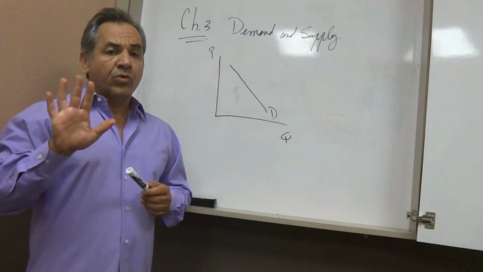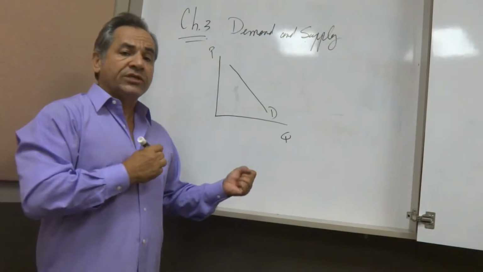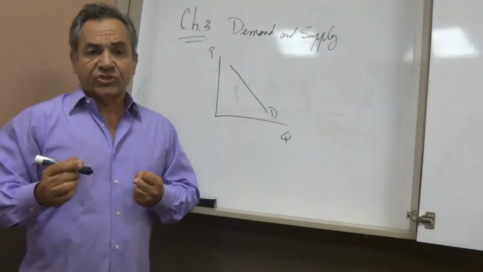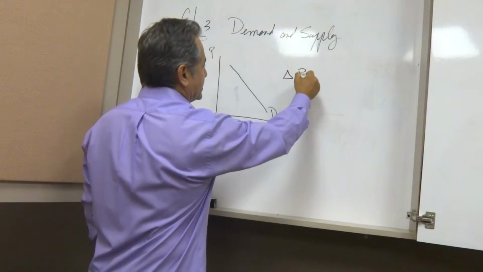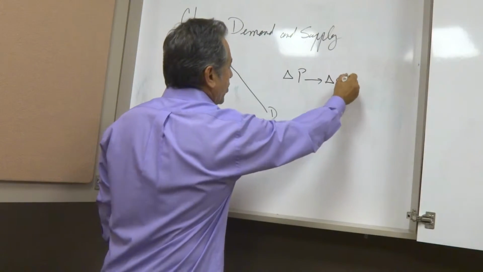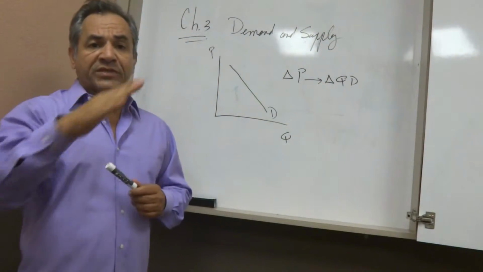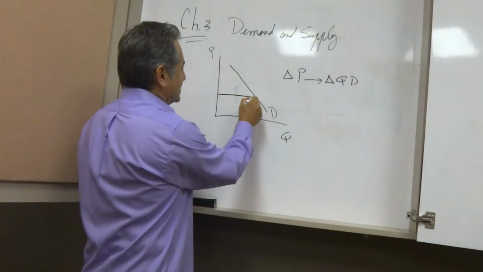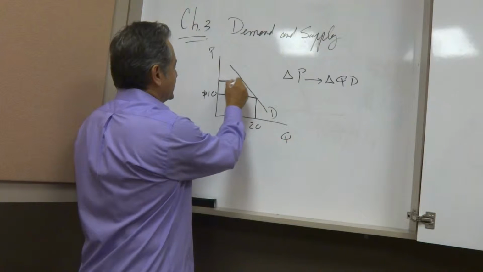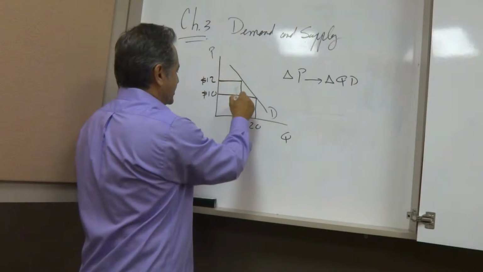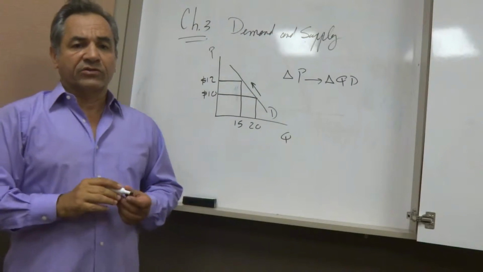Now, one thing which is important and you need to pay attention to is the difference between change in quantity demanded versus change in demand. If you have a change in price, that will cause change in quantity demanded. And we're going to show this by a movement along the curve. Let's say price is $10 and quantity is 20. If price increases to $12, quantity demanded will drop to 15. And we're going to show this by moving along the curve.